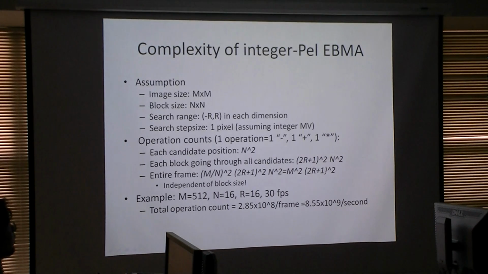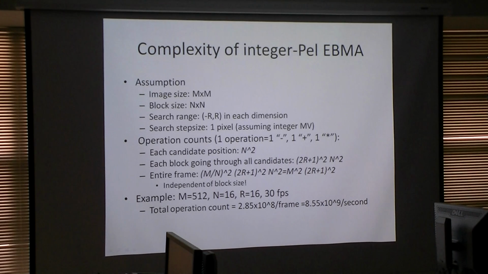Now let's see the complexity of the integral pixel exhaustive block matching algorithm. The basic assumption is that the image size is m by m, and the block size is n by n, n pixels by n pixels. The search region is minus r pixels to plus r pixels in the horizontal and vertical directions, and the search step is 1 pixel. Each time we move the searching block 1 pixel.